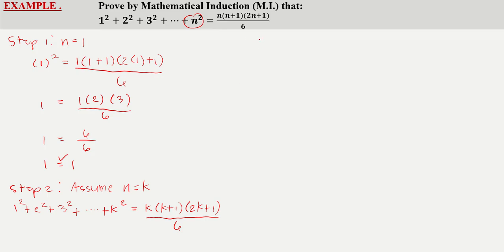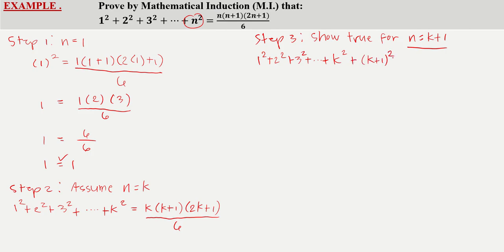We are now proceeding to step 3. In our step 3, we will show, or we will prove, that it is going to be true for n is equal to k plus 1, which means we are going to substitute k plus 1 to our variable n in the original given. And that will become 1 squared plus 2 squared plus 3 squared and so on plus k squared plus k plus 1 squared.